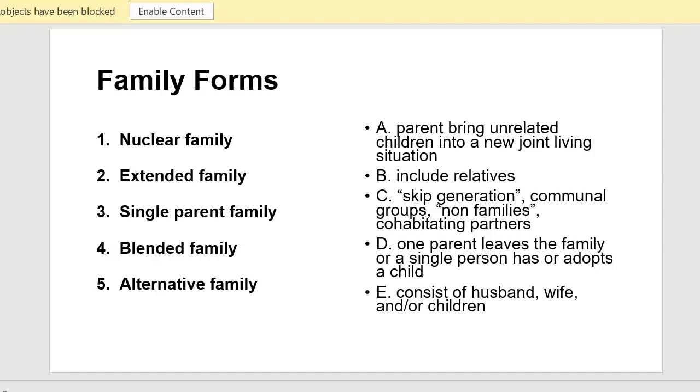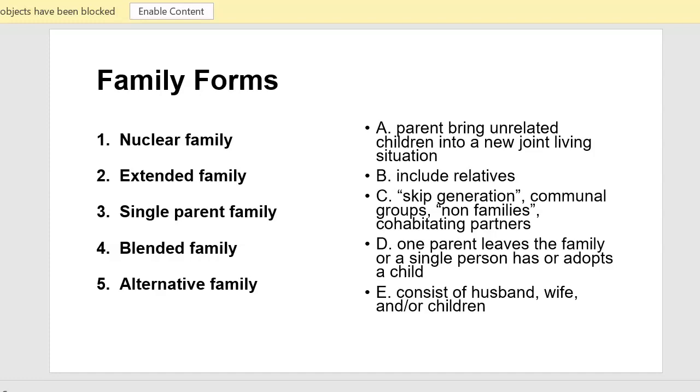An alternative family can include a multi-adult household, a skip generation family, so an example of that would be grandparents raising grandchildren, communal groups with children, non-families, or just adults living alone together, and cohabitating partners. Family is a network of individuals regardless of actual biological or legal ties.